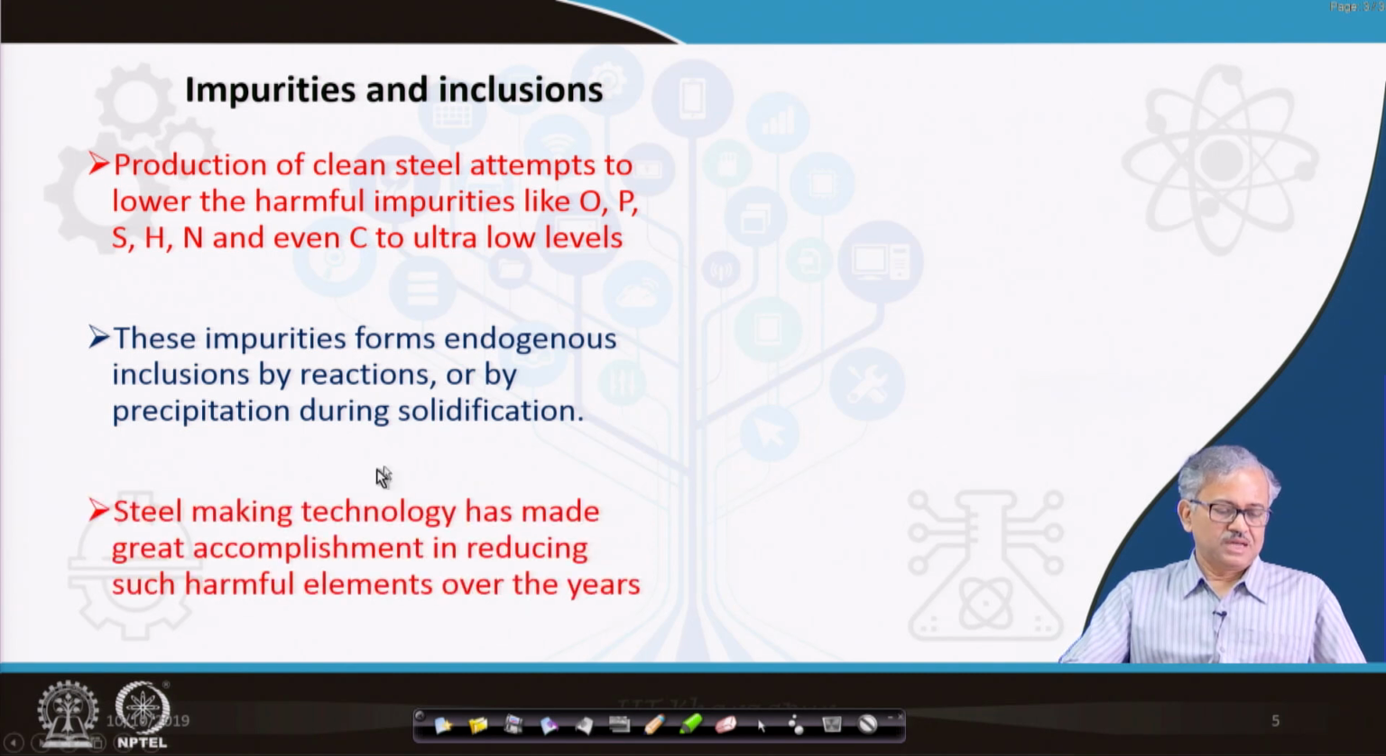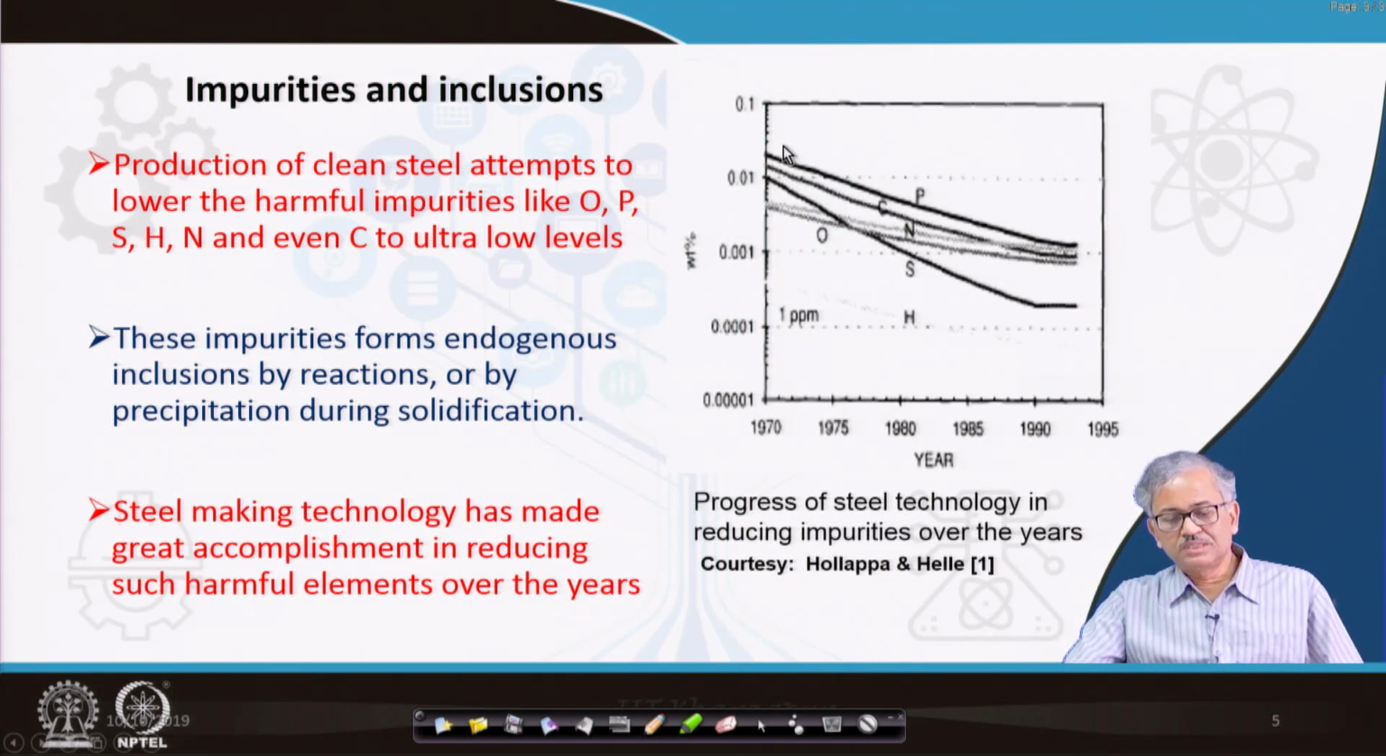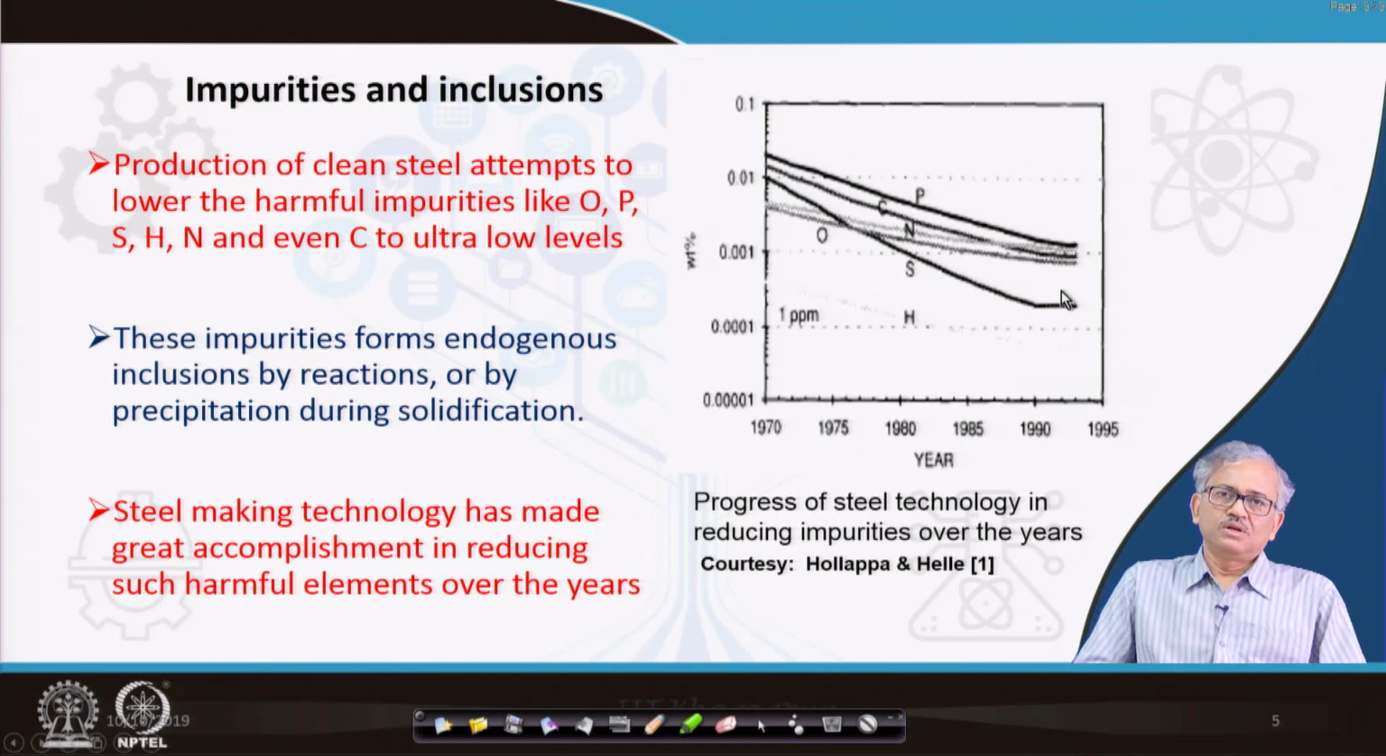And as I said, steelmaking technologies over the years have made great accomplishments in reducing such harmful elements. You can see that even by 1995 we achieved a significant improvement. The sulfur could be reduced to a ppm level. We can reduce the sulfur to 10 ppm level; we achieved this during the 90s. And all other elements, the nitrogen, carbon, phosphorus, oxygen, everything can be reduced to the 10 ppm level. We have even achieved more by 2000. So by now we have been able to bring down all these impurities to even less than 10 ppm level.